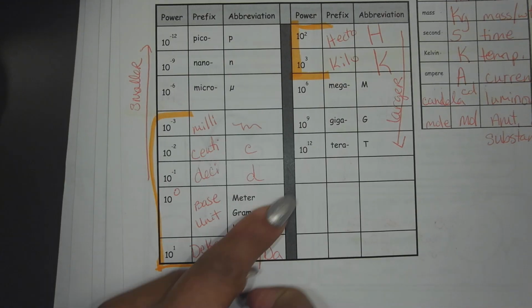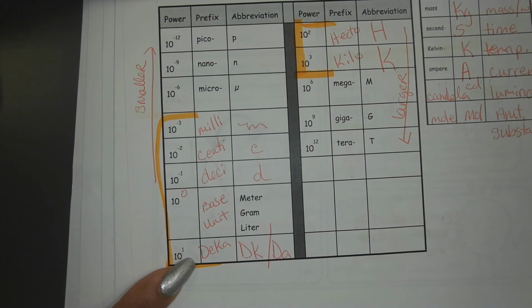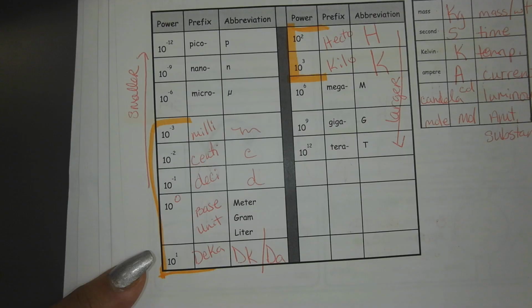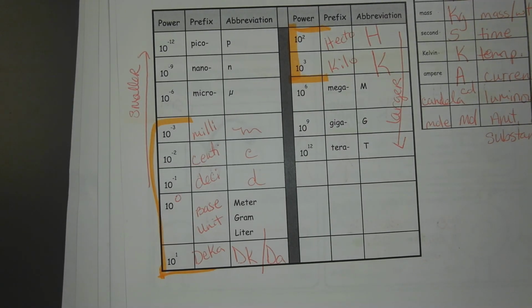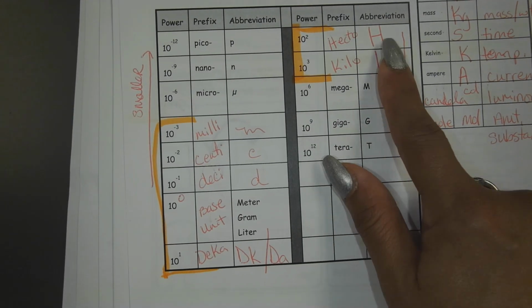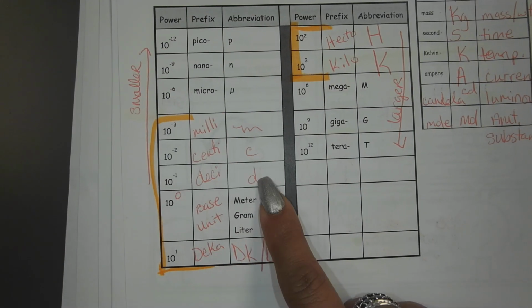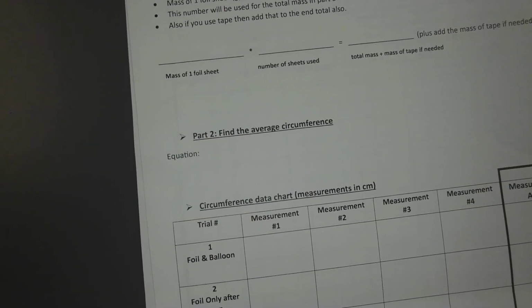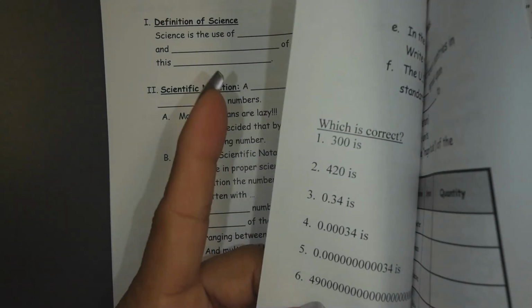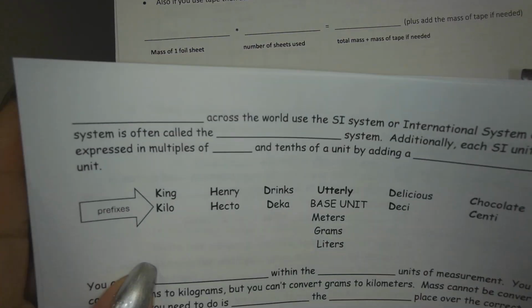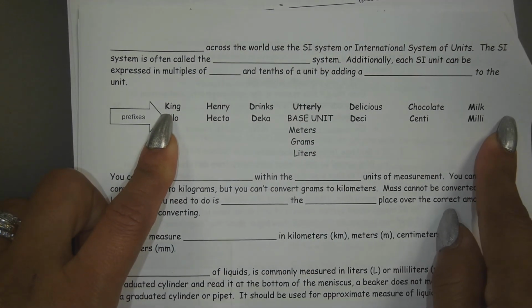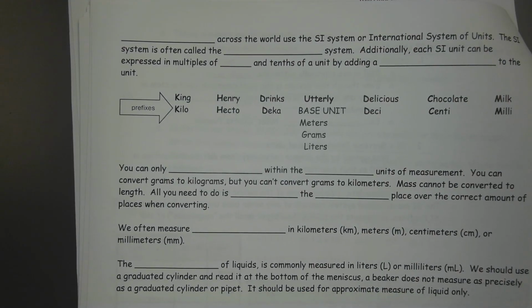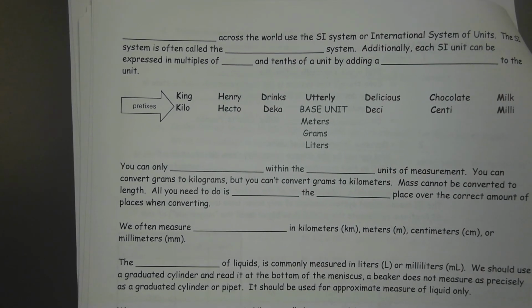Now, because we're going to use this part right here so much, you have to memorize it. I don't like to memorize, me either, but I have this acronym that I use. King Henry drinks utterly delicious chocolate milk. Turn the page in your notes. In your notes, that's the part that we're about to get started. King Henry drinks utterly delicious chocolate milk. Right here. And with that, King stands for kilo, hecto, deca, base unit, deci, centi, and milli.